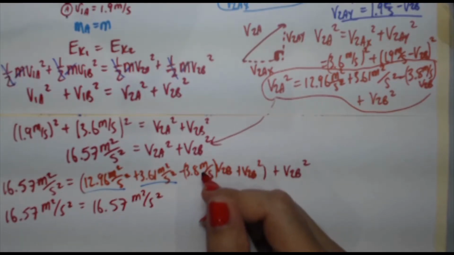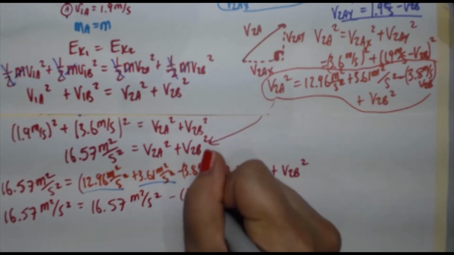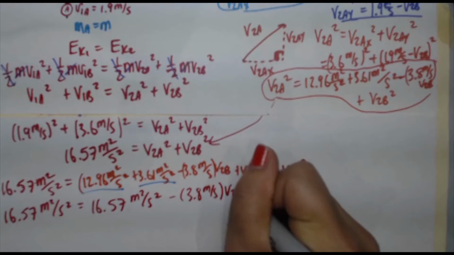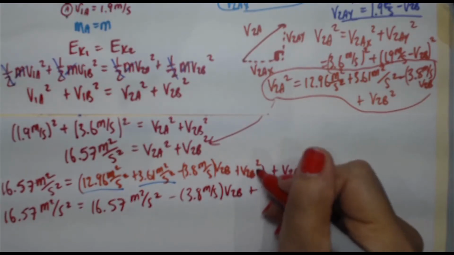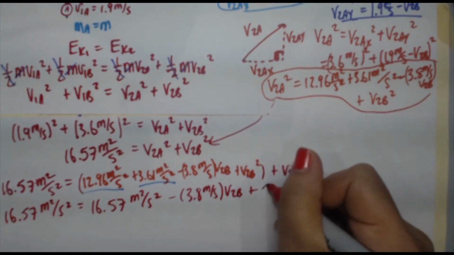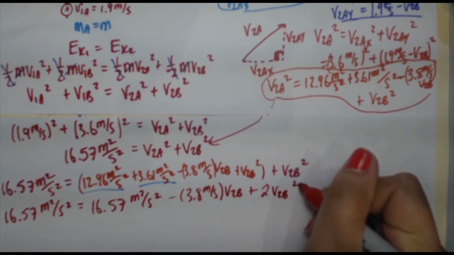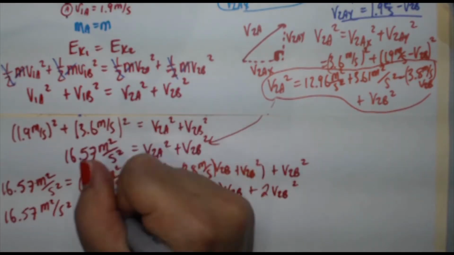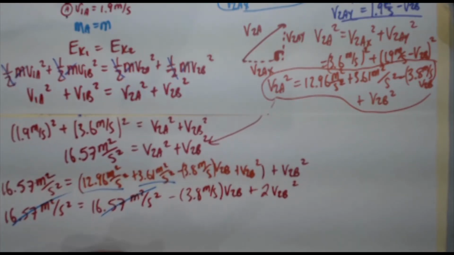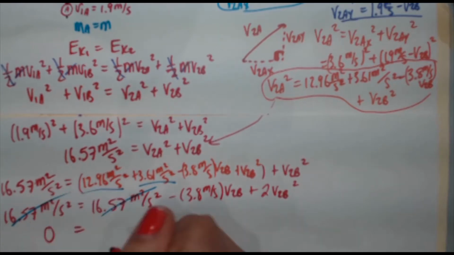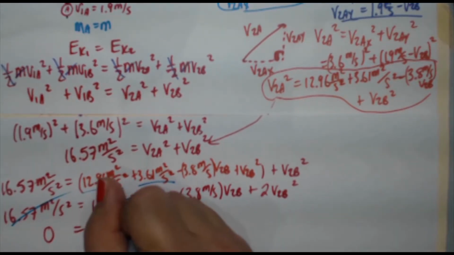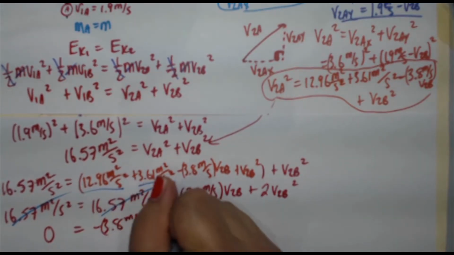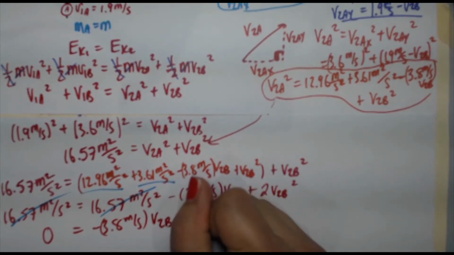And then of course you've got your minus 3.8 meters per second V2B, plus V2B squared plus V2B squared. That's 2 V2B squared. So my 16.57s cancel. Imagine bringing that to the left and subtracting it. It would disappear. You're left with 0 equals negative 3.8 meters per second V2B. Your patience is much appreciated.